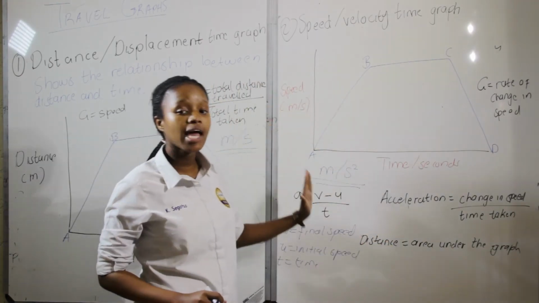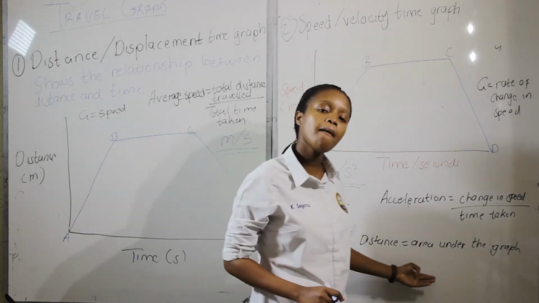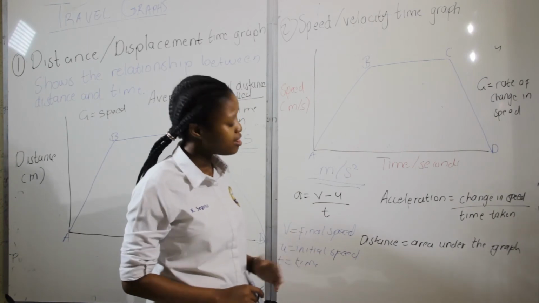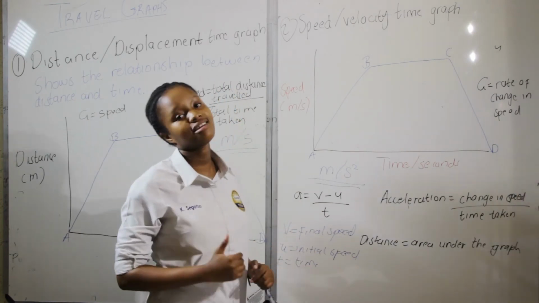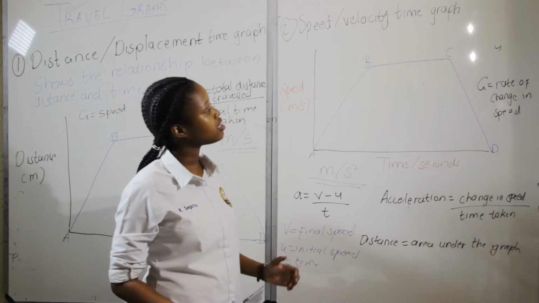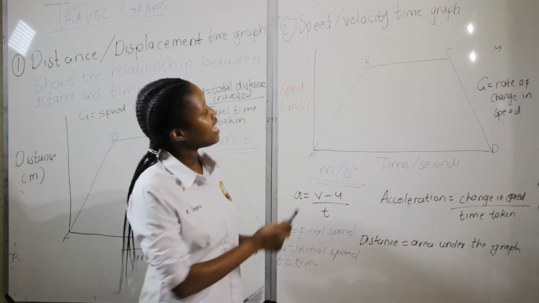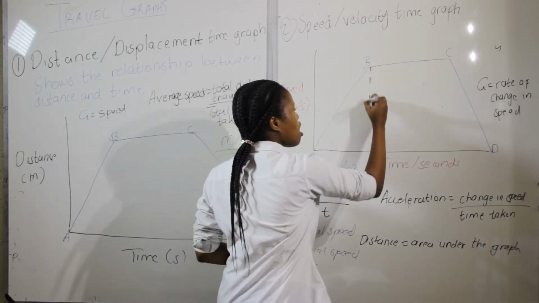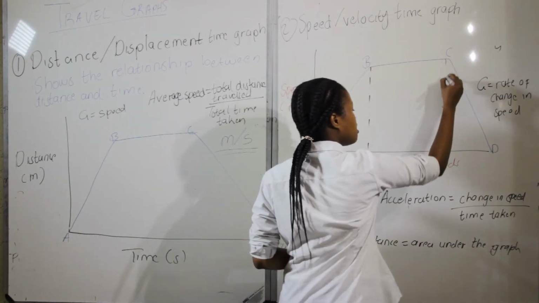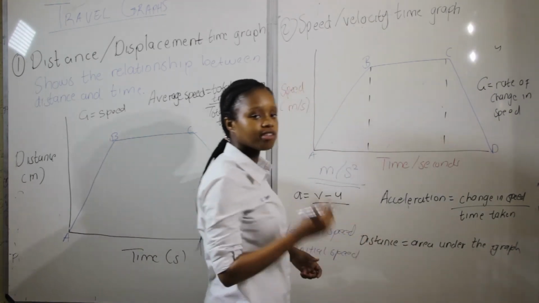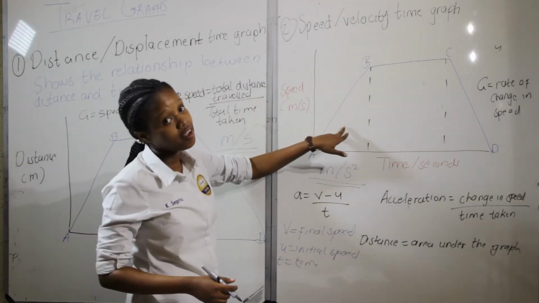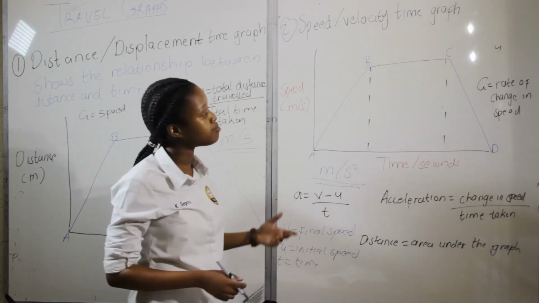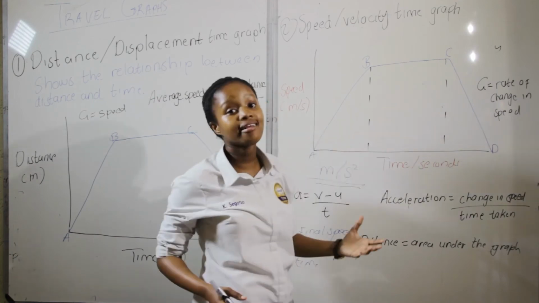Your speed or velocity time graph can come and say, calculate the distance. How are you going to calculate the distance? The distance is the area under the graph. You are going to divide your graph and calculate the area of the shapes that you see there. This is a triangle, and we all know how to calculate the area of a triangle, which is half base times height. This maybe is a rectangle.